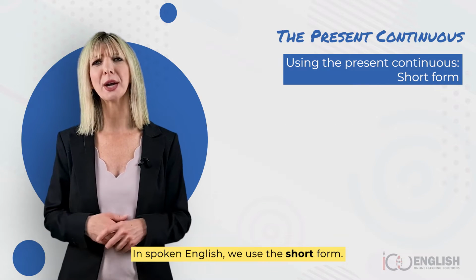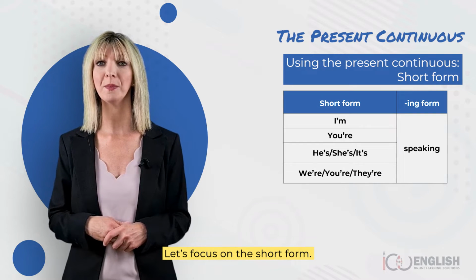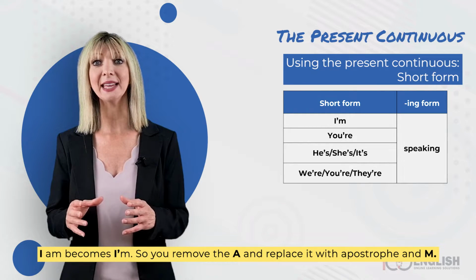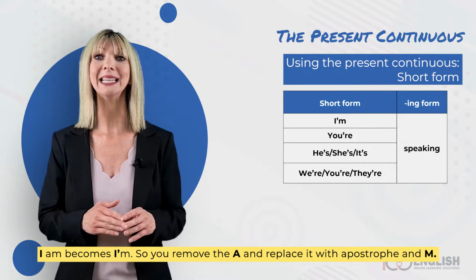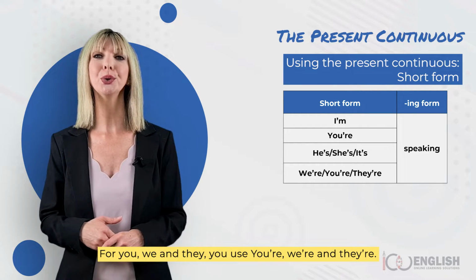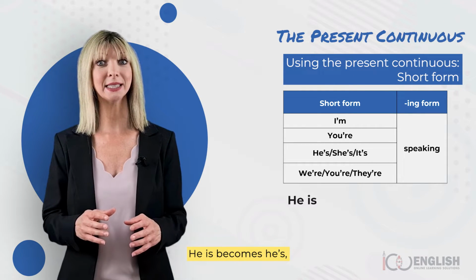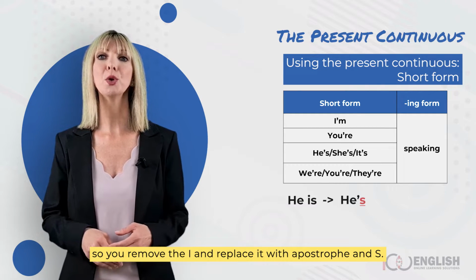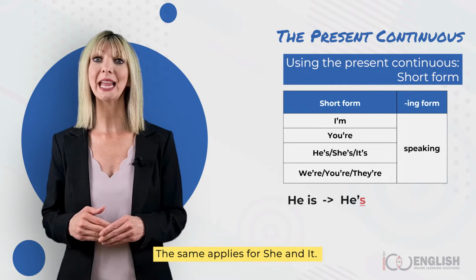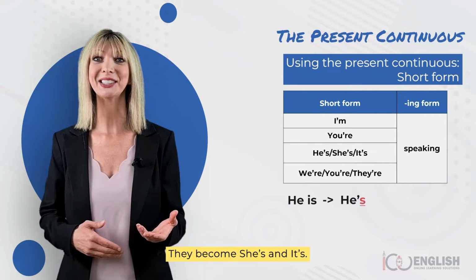In spoken English, we use the short form. Let's focus on the short form. I am becomes I'm. So you remove the a and replace it with an apostrophe and m. For you, we, and they, you use you're, we're, and they're. He is becomes he's. So you remove the i and replace it with an apostrophe and s. The same applies for she and it. They become she's and it's.